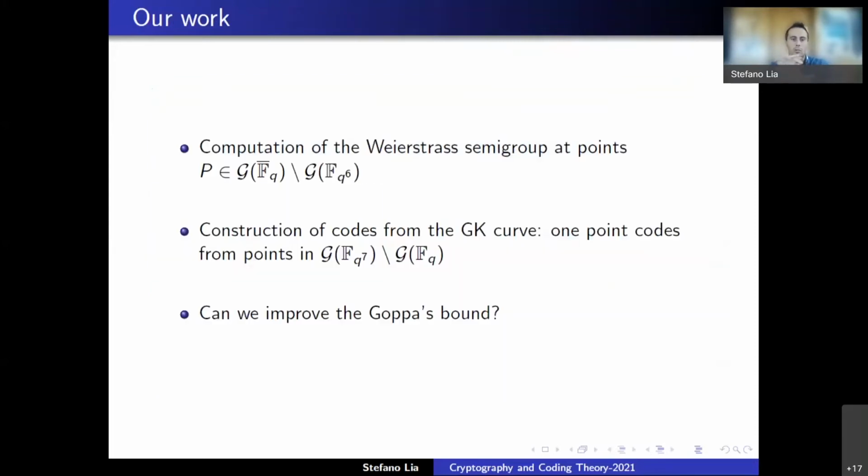Now, in our work, we computed the Weierstrass semigroup at some points of the GK maximal curve, and we used that knowledge to construct AG codes from F_{q^2}-rational points on this curve, and we used the Feng-Rao construction to get an improvement on the Goppa bound.